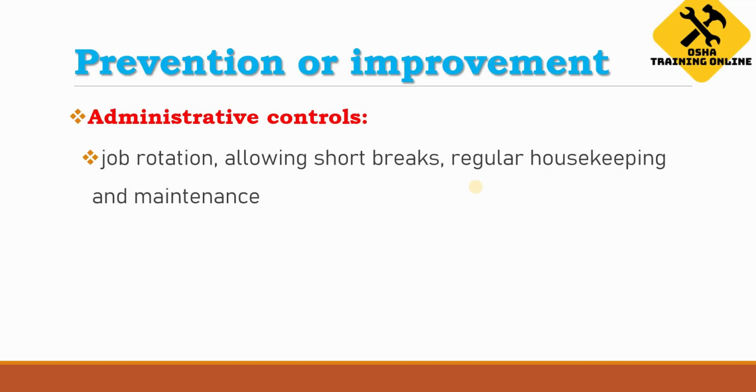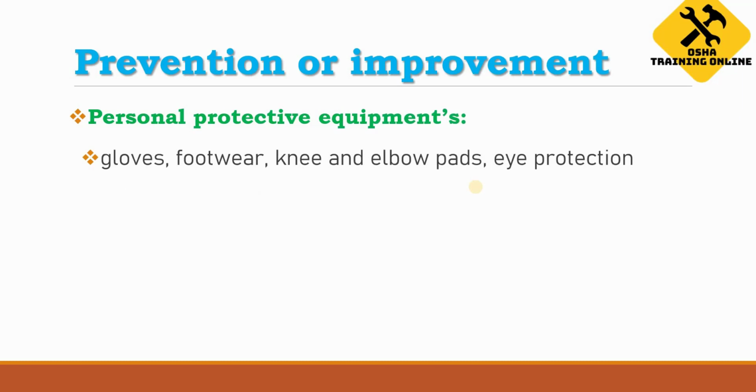Regular housekeeping should also be done. The work area should be clean, as an out of order area or workplace may also result in violence, and maintenance of different devices and materials has to be carried out in order to avoid workplace violence. And lastly, personal protective equipment should be used: gloves, footwear, knee and elbow pads, eye protection, face shields, etc. All of the personal protective equipment should be used because ultimately it will improve the workplace and avoid workplace violence. So guys, this was about workplace violence.